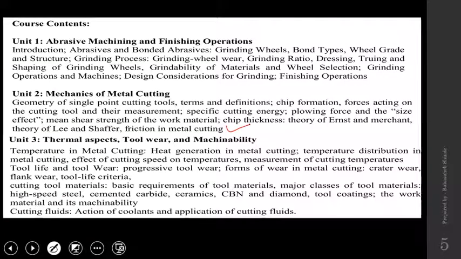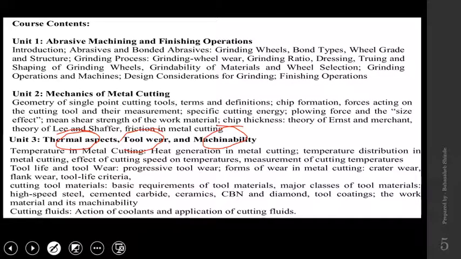That we'll talk about. Then unit number 3 is like an advanced version of unit number 2. We'll study the thermal aspects, tool wear and machinability in unit number 3. Thermal aspects means how the temperature distribution would be when you are using that single point cutting tool to remove the unwanted material from the workpiece.